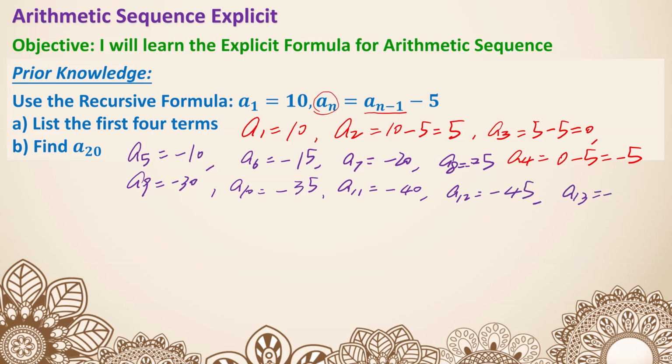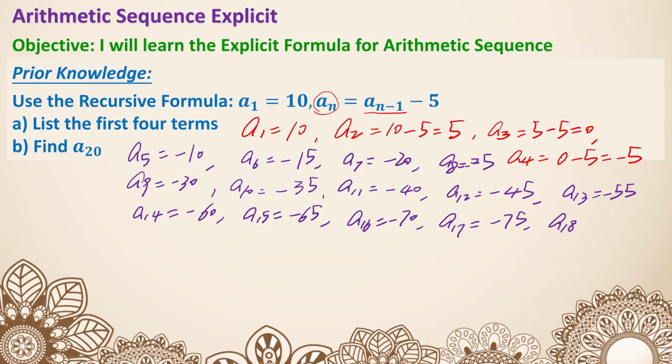A sub 13 is negative 55. A sub 14 is negative 60. A sub 15 is negative 65. A sub 16 is negative 70. A sub 17 is negative 75. A sub 18 is negative 80. And then we continue. A sub 19 is negative 85. And finally, a sub 20 is negative 90.